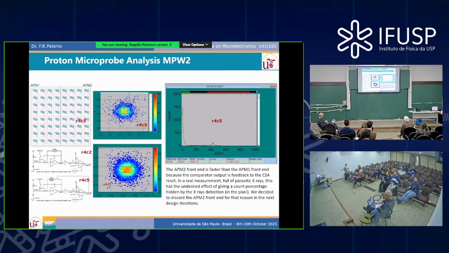This was the same test in the R4C5. That's a comparison of the R4C5 with the R4C2. The density of impacts, the color being the number of hits, is reduced in the R4C5. Why? Because the hit was reset here before reaching the maximum amplitude.